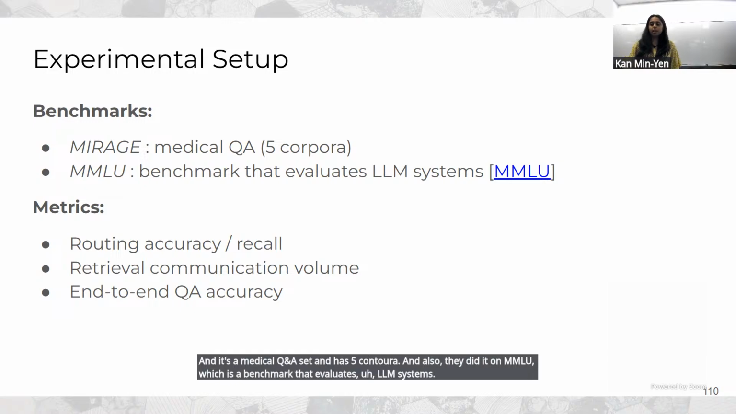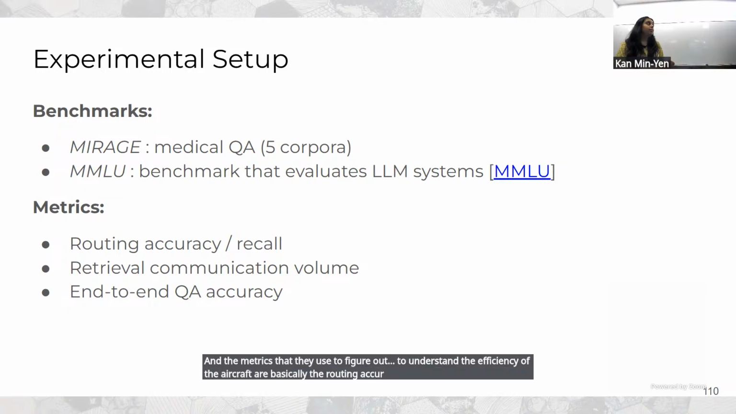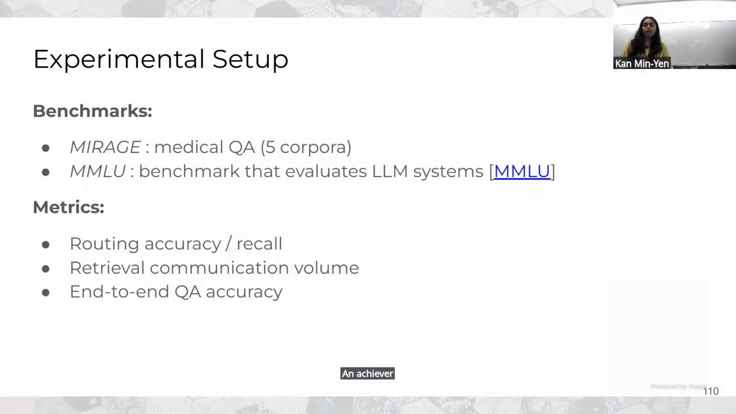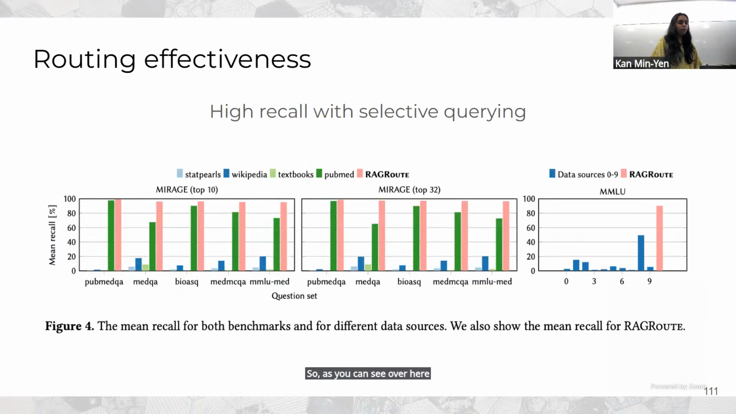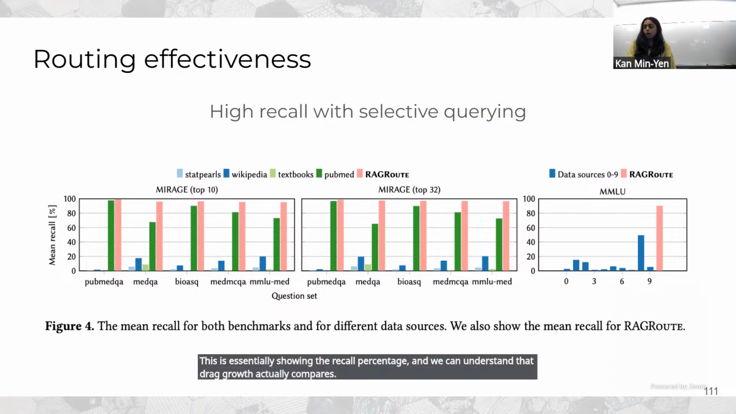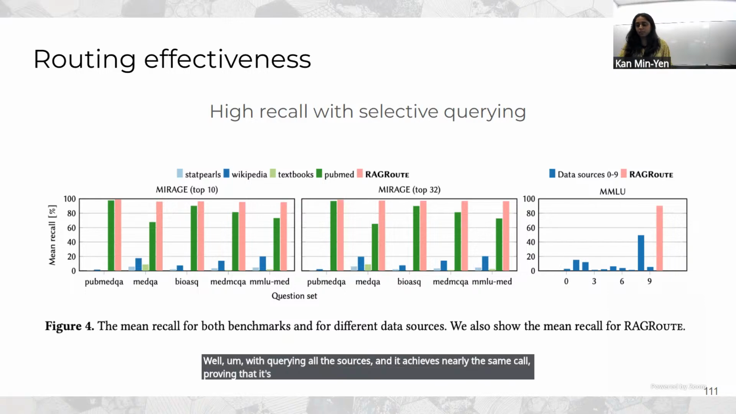And the metrics that they use to understand the efficiency of RAGRoute are basically the routing accuracy, the retrieval communication volume, and the end-to-end question and answer accuracy. As you can see in this diagram, this is showing the recall percentage, and we can understand that RAGRoute compares well with querying all the sources, and it achieves nearly the same recall, proving that it's rarely missing the relevant sources.